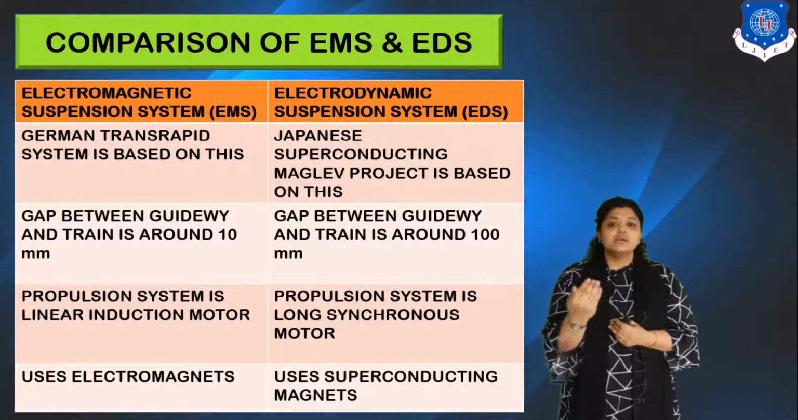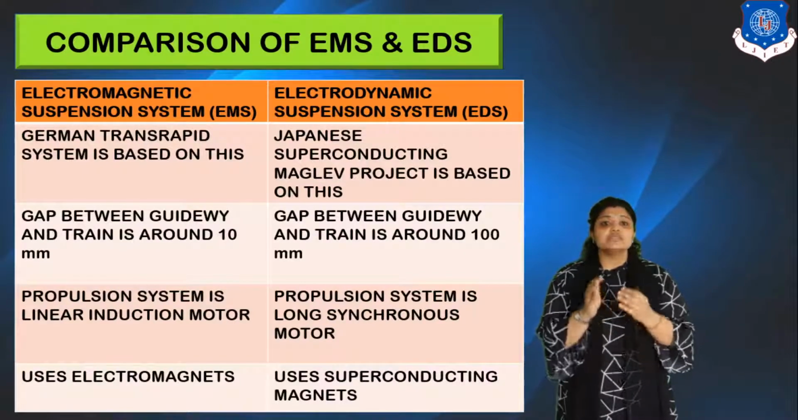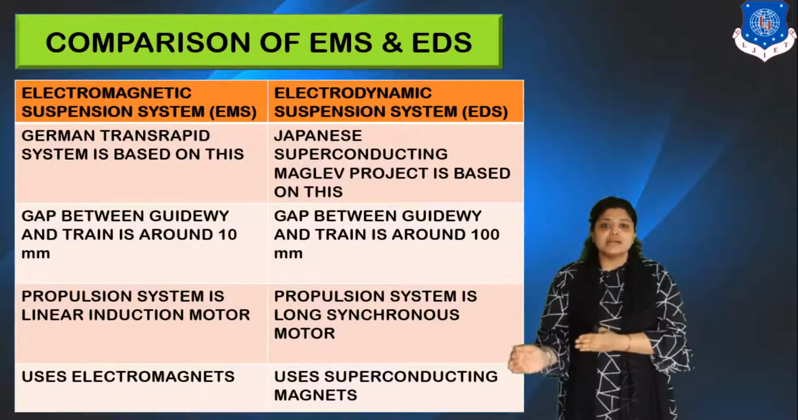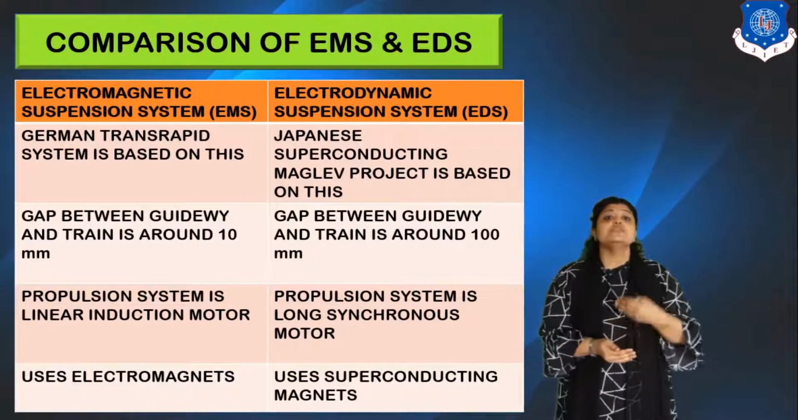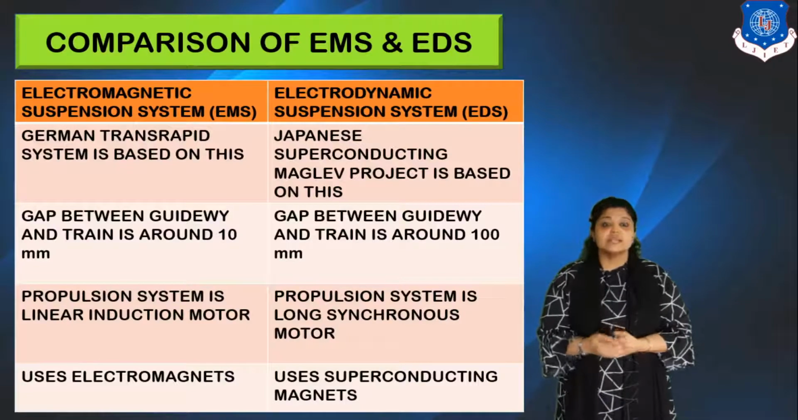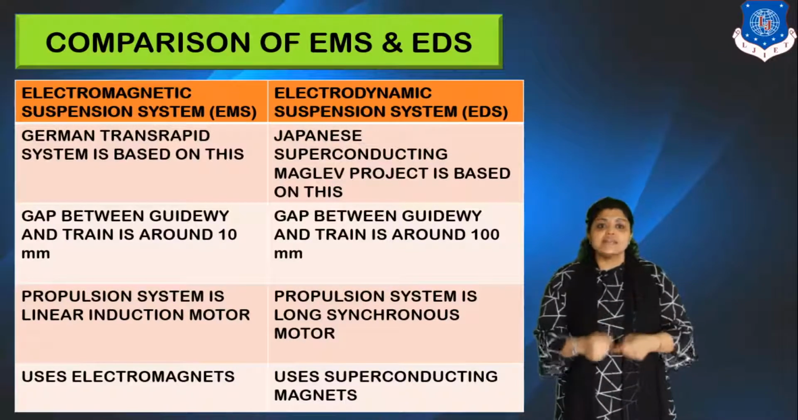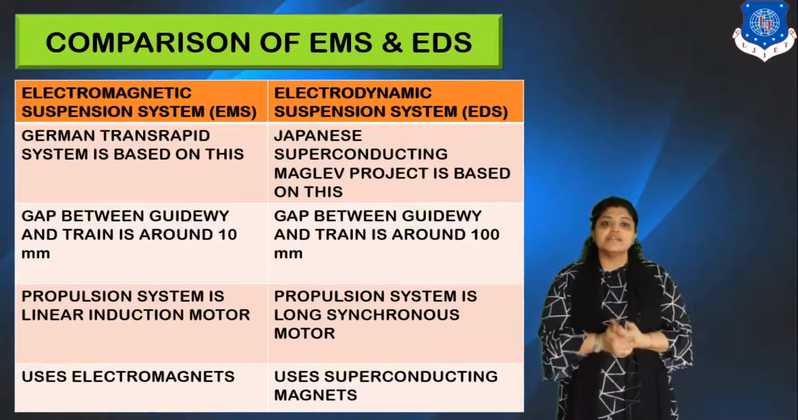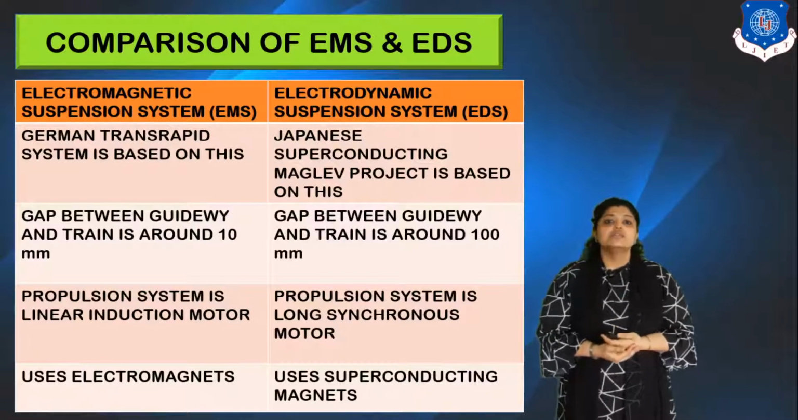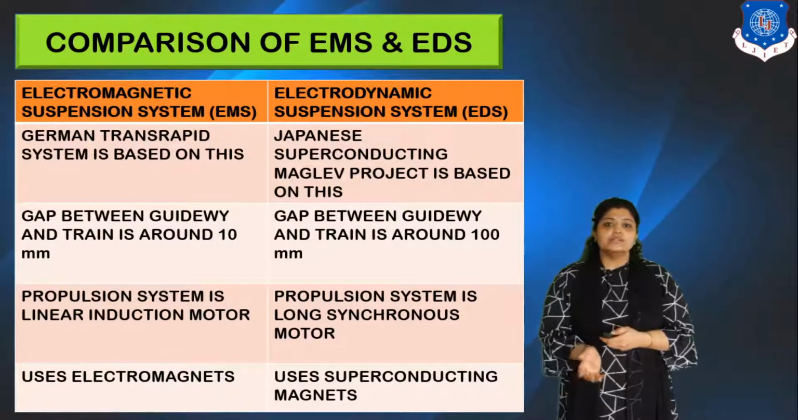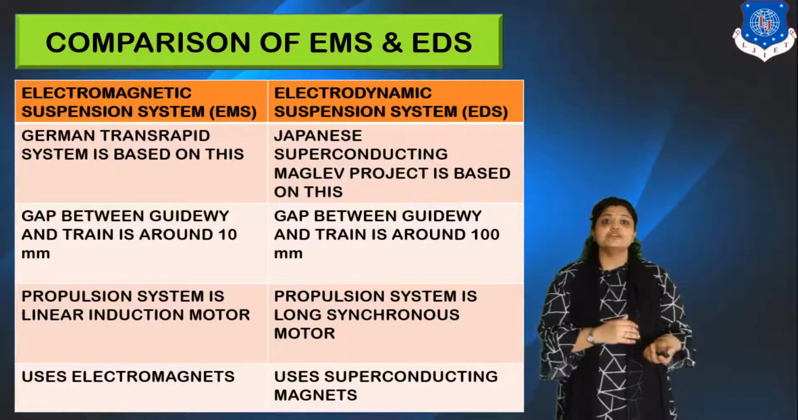If you talk about what types of magnets are used, in EMS we use simple or normal electromagnets, whereas in EDS we use superconducting electromagnets. So we use superconductors wound on the iron core, and thus we achieve superconductivity, which helps in easy levitation. So this was a brief about the maglev train, the maglev suspension system, and how maglev works.